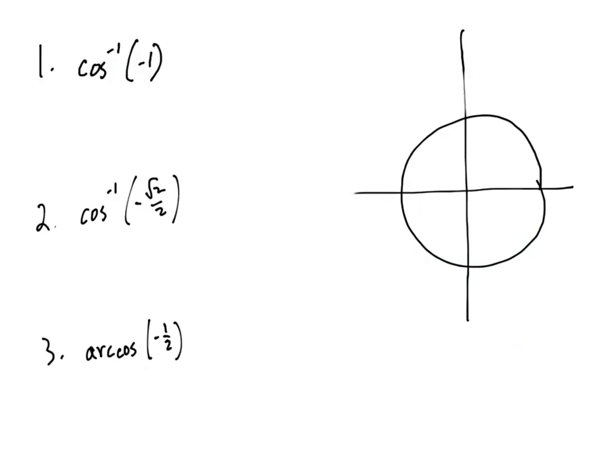So let's evaluate some inverse cosine functions. Back to what we saw, we're going to stick to angles in this region here. The first one is cosine inverse of negative 1. It's saying what angle has a cosine value of negative 1. Now be careful, this is a coordinate. So we're looking for the angle where cosine has a coordinate of negative 1.